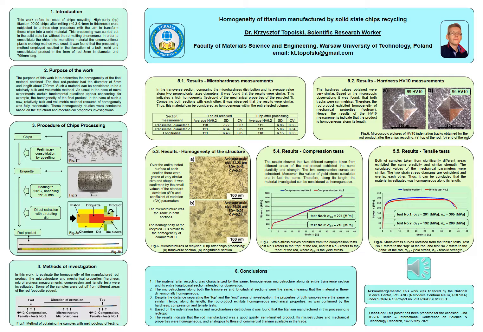Despite the distance separating the top and end areas of investigation, the properties of both samples were the same or similar. Hence, along its length, the rod product exhibits homogeneous mechanical properties, as was confirmed by the hardness, compression test, and tensile test. Based on the indentation tracks and microhardness distribution, it was found that the titanium manufactured in this processing is isotropic. The results indicate that the rod manufactured was a good quality semi-finished product. Its microstructure and mechanical properties were homogeneous and analogous to those of commercial titanium available in the trade.